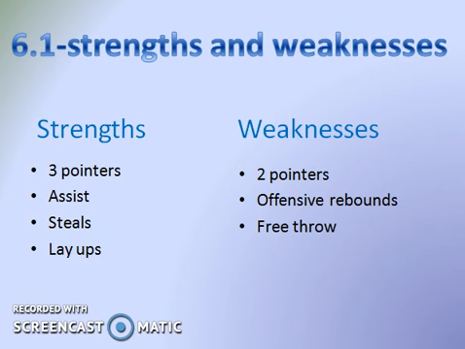6.1 Strengths and weaknesses. His strengths were 3-pointers, assists, steals, and layups, and his weaknesses were 2-pointers, offensive rebounds, and free throws. Aaron's position in basketball is point guard, however, we are looking at a power forward. As Aaron has experience in the game and the position of point guard, he displays the qualities of a good basketball player. As we are looking at the position of power forward and Aaron plays point guard, his qualities aren't as good as the position that is required.